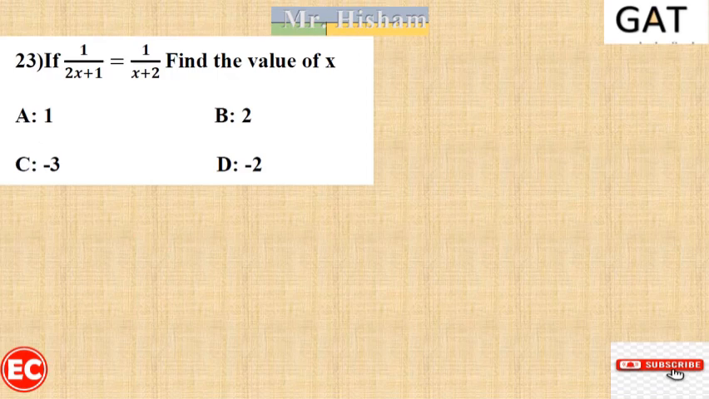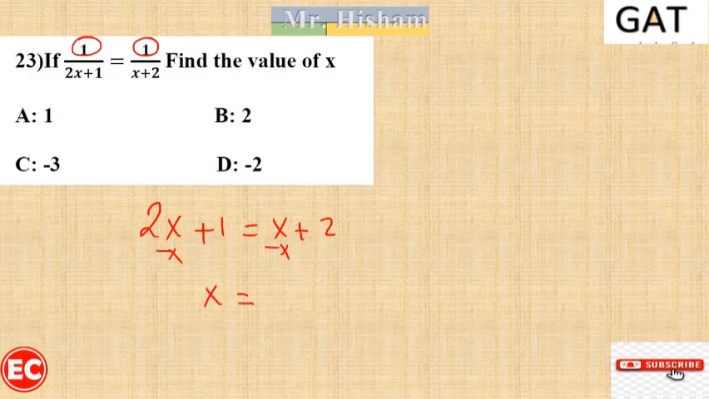Question number 23. If 1 over 2x plus 1 is equal to 1 over x plus 2. Again, I have two fractions with the same numerators which are equal. So I may say that 2x plus 1 is equal to x plus 2. By subtracting x from both sides, x plus 1 is equal to 2, and subtracting 1, x is equal to 1.